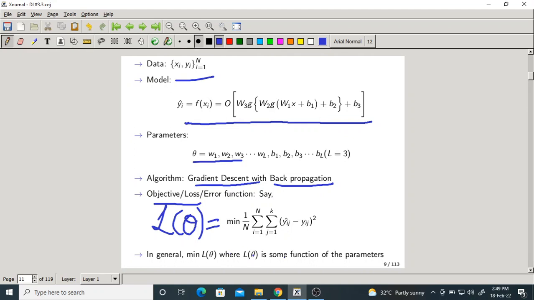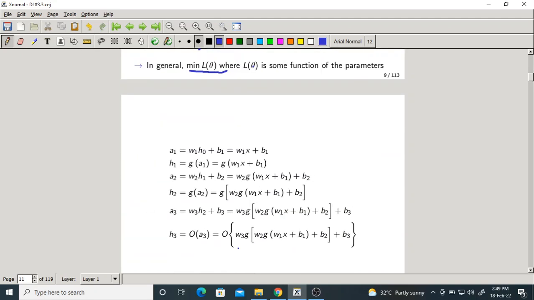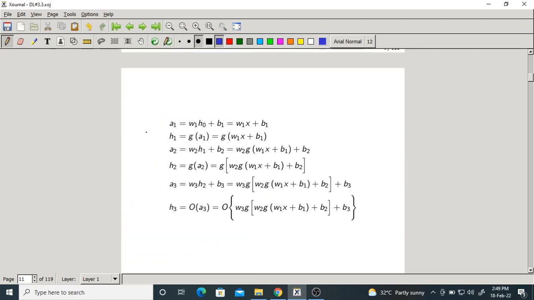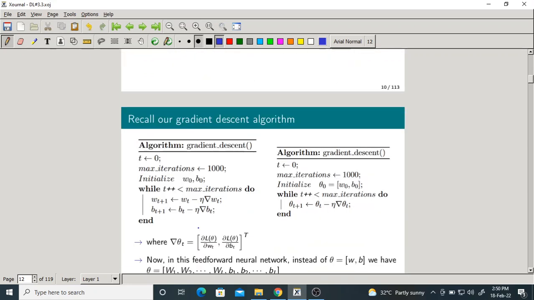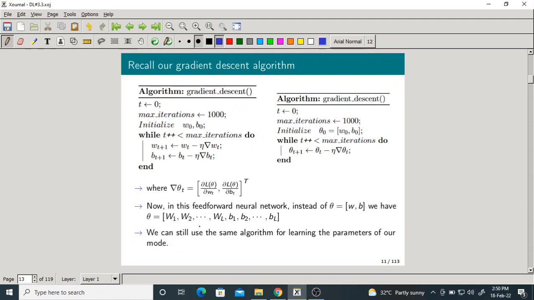Now we have to find the minimum of L of theta. Here I have written the proof for the output activation layer, how you get h3 equal to this much. You can go through this; I have written it step by step. Coming to today's class, we have already studied the gradient descent algorithm.